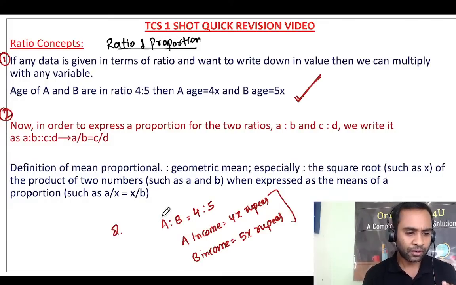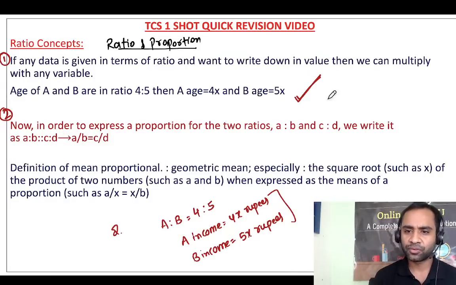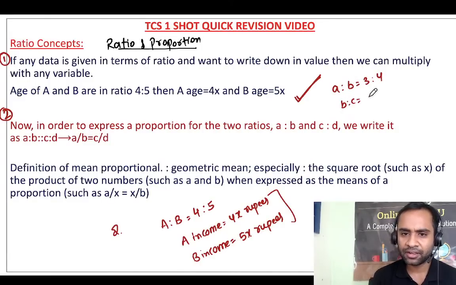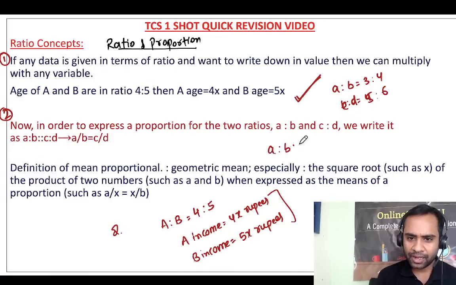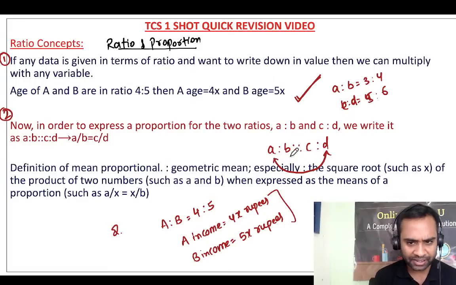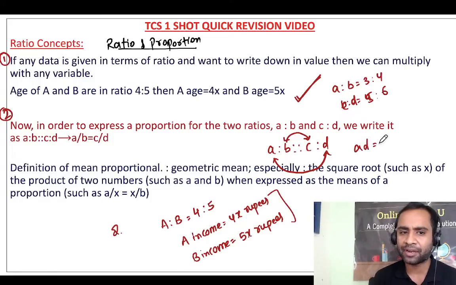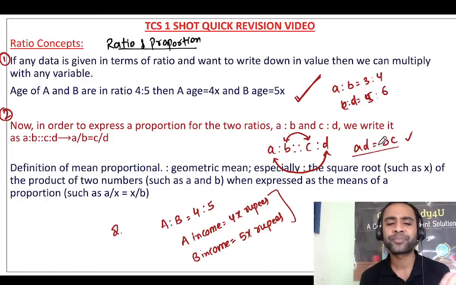Now, in order to express a proportion for two ratios, if they have given A is to B as 3 is to 4, and C is to D as 5 is to 6, then what you have to do is multiply the two corner ones and multiply the two middle ones and equate them. So AD will be equal to BC. This is the second concept, right?